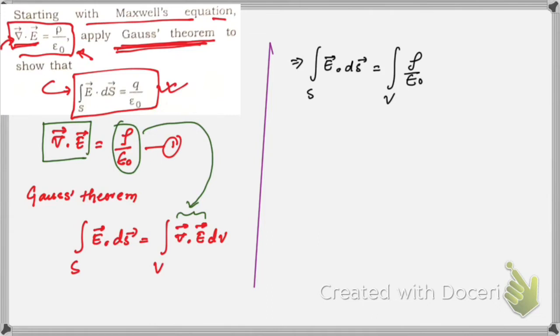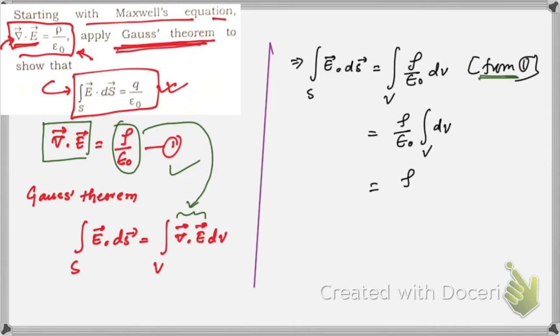So from equation number 1 we have got this one. Instead of the divergence of E, we have put rho by epsilon naught from equation number 1. Hope you have understood this. Now what does rho mean here? This is the charge density, right? The volume charge density.